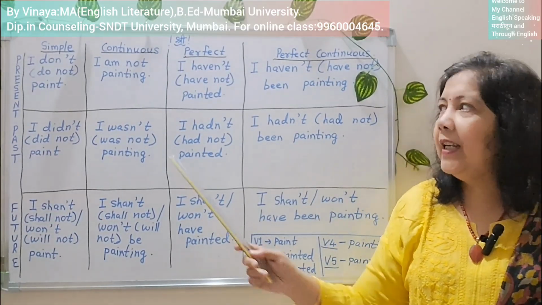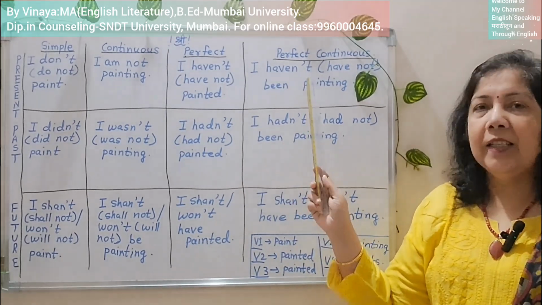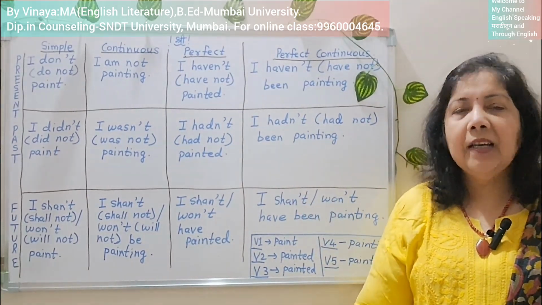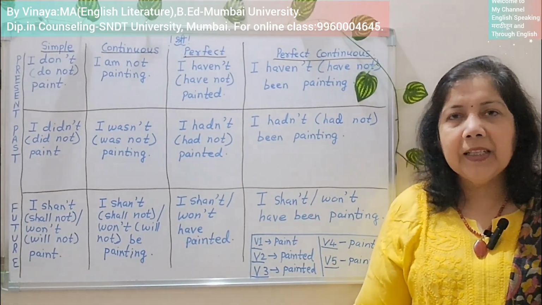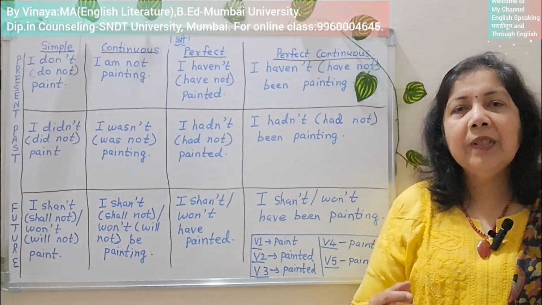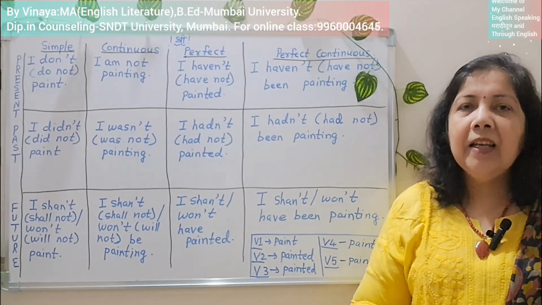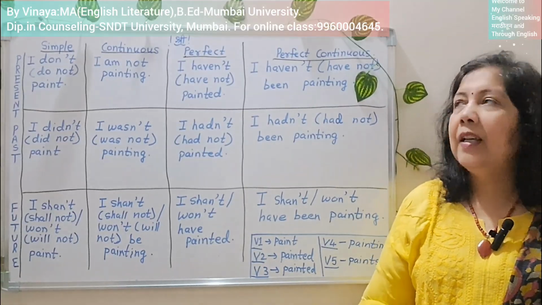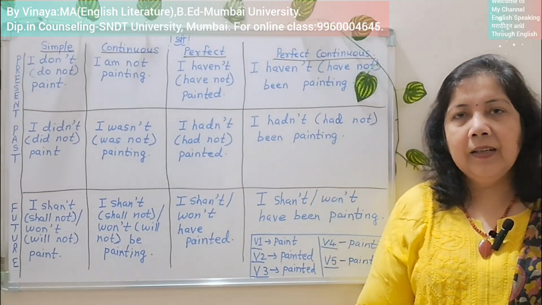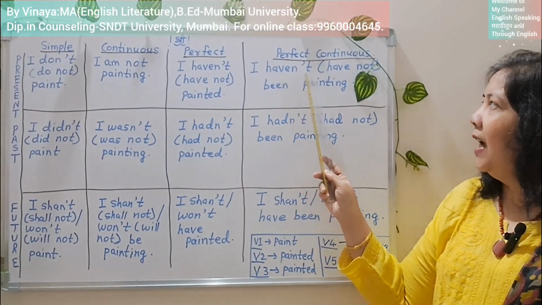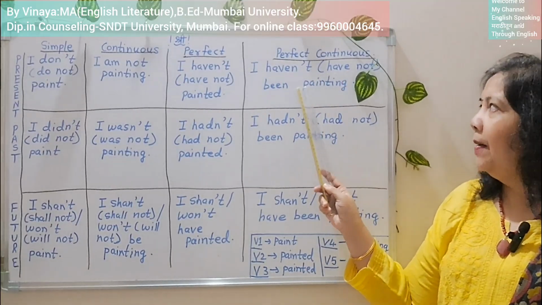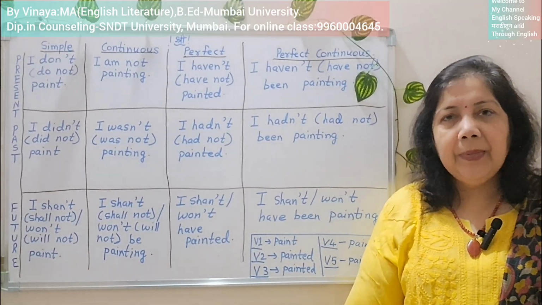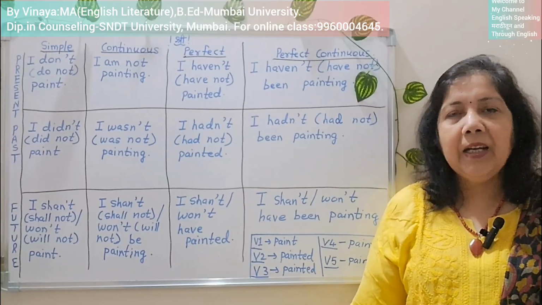Okay. Now the next tense is present perfect continuous tense. When the action in the present is going on from some time earlier and is still going on, is still in continuation, then it is in present perfect continuous tense. Here the sentence I have written: I haven't been painting. I have not been painting.